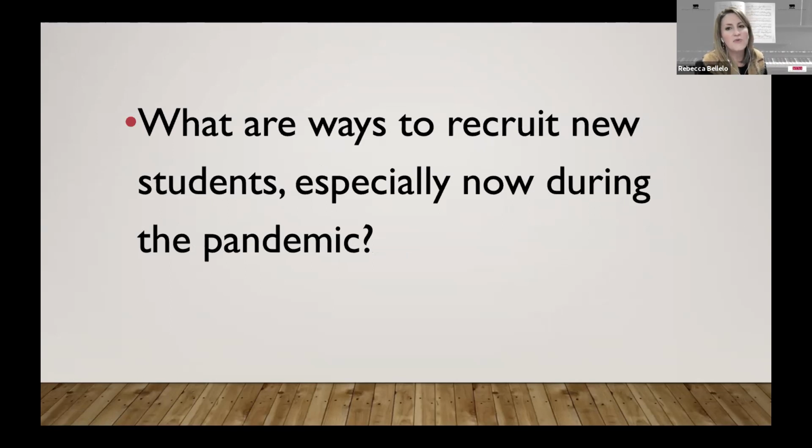So recruiting, to me, when I think of recruiting and trying to get new students, I always think about what is my message that I'm trying to get out to the public about my service, about my program. What do I want the community to know about my studio?